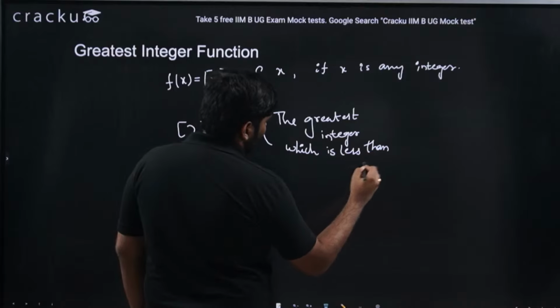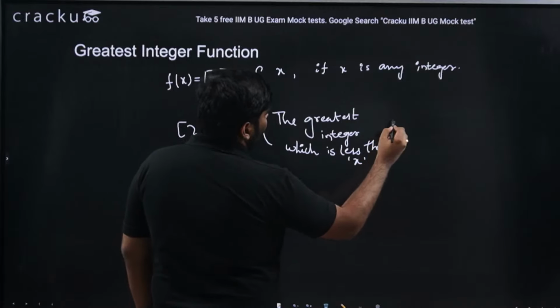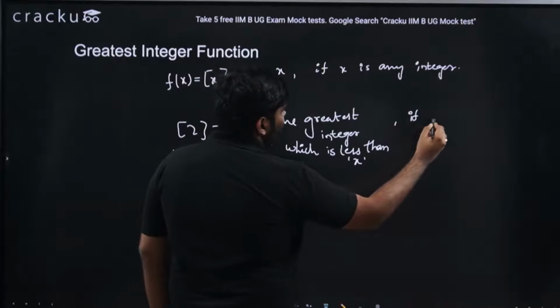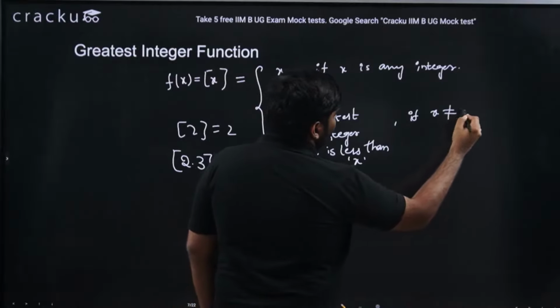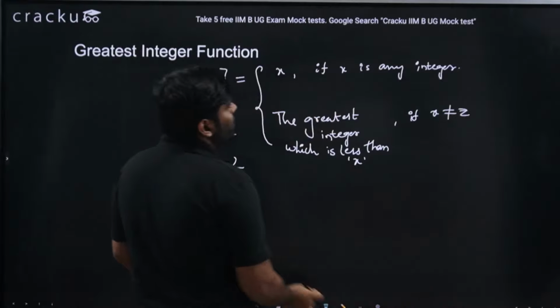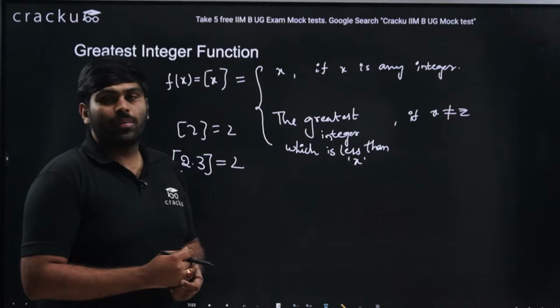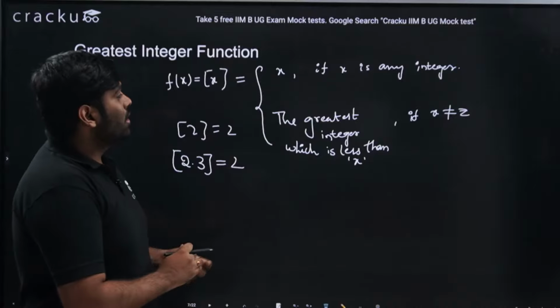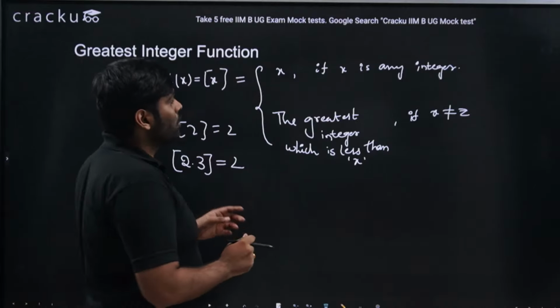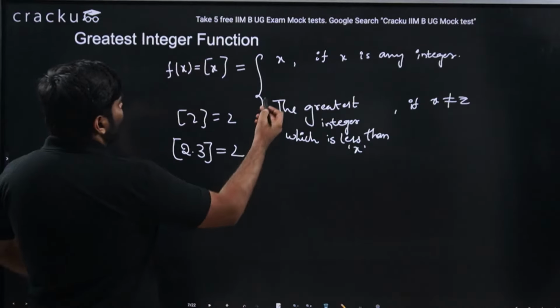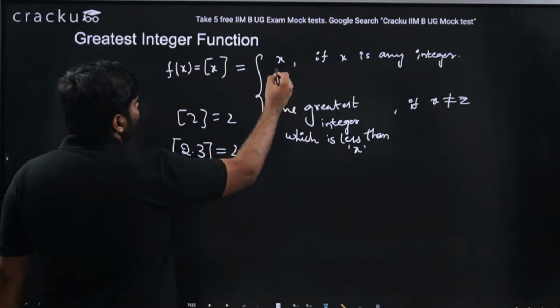If x is not an integer, z is represented as integers in the mathematical way of representation. R is for real numbers, z is for integers. That's how they do it. So if x is an integer, then step x equals x, or else it is the greatest integer which is less than x.